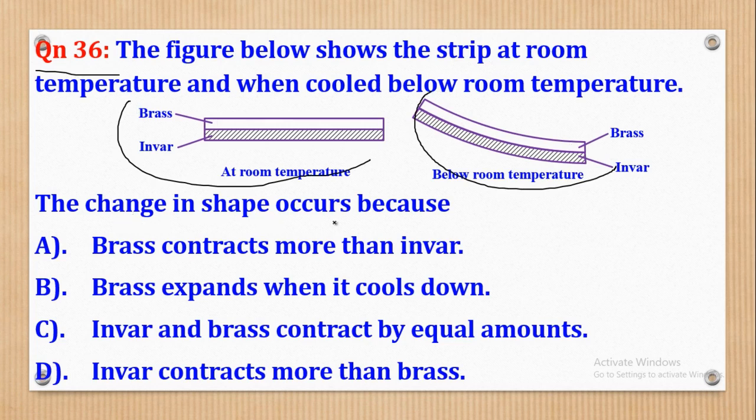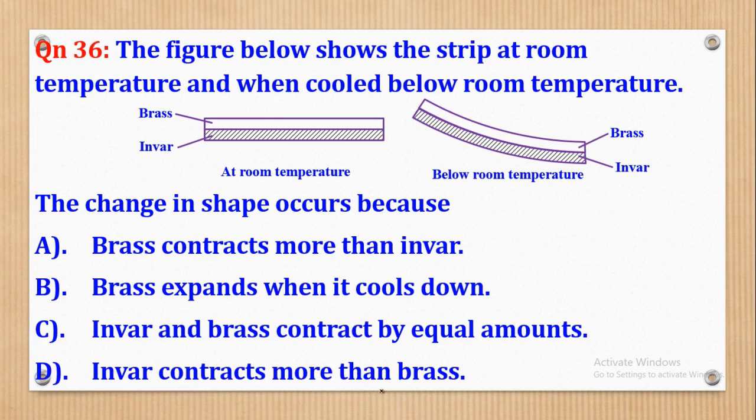The change in shape occurs because option A, brass contracts more than invar. Option B, brass expands when it cools down. Option C, brass and invar contract by equal amounts. Option D, invar contracts more than brass.